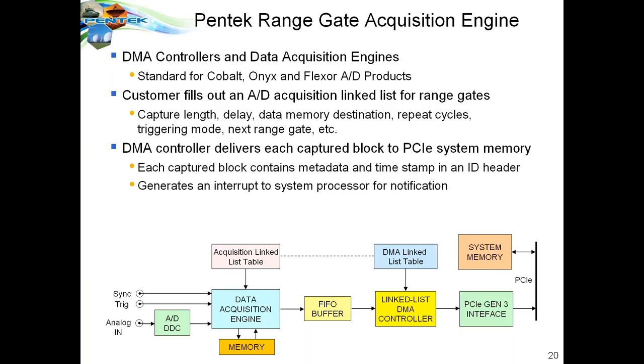It also delivers an interrupt to the system processor to notify the processor that the data is ready for processing. This can give you a very nicely automated, precisely timed range gate for radar pulse capture. Let's take a look at how the acquisition linked list range gate engine works.